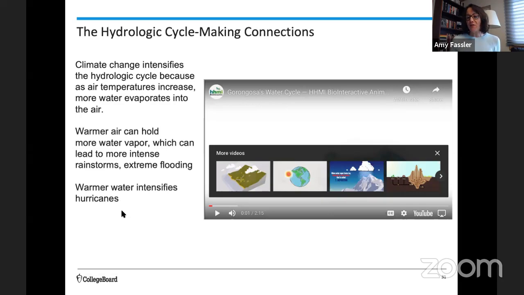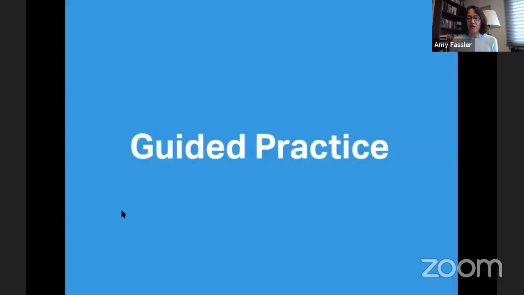Warmer water intensifies hurricanes and severe tropical storms. Warmer climates melt land ice, causing sea levels to rise. So humans have many ways that we are impacting the hydrologic cycle.